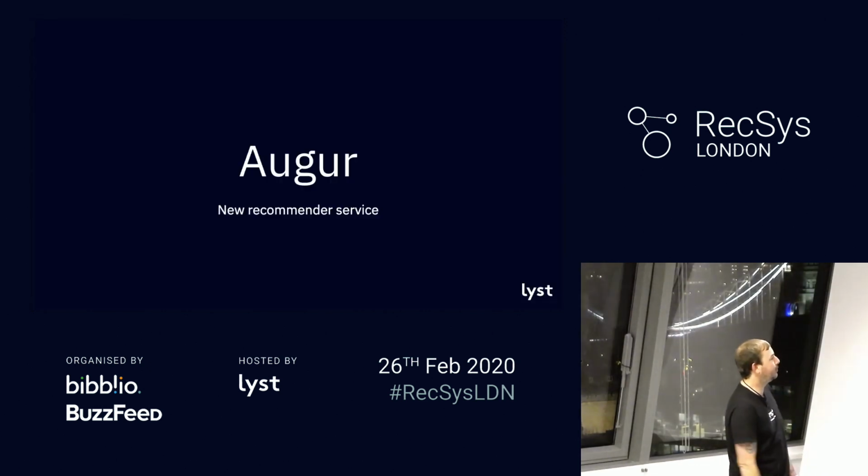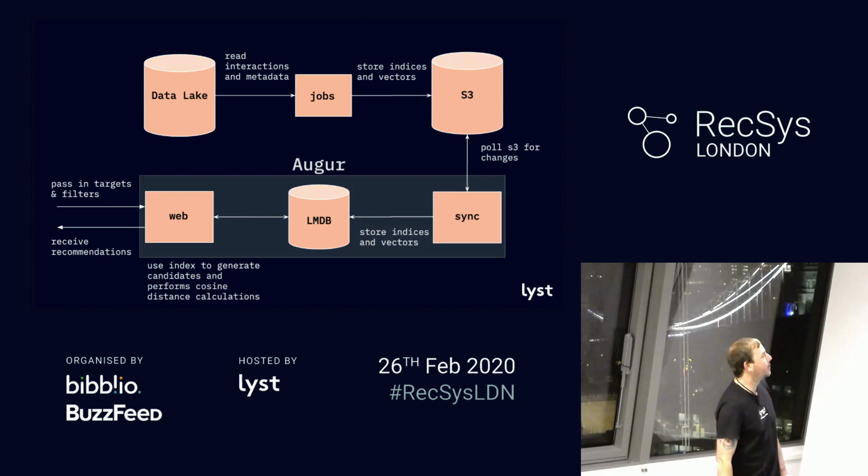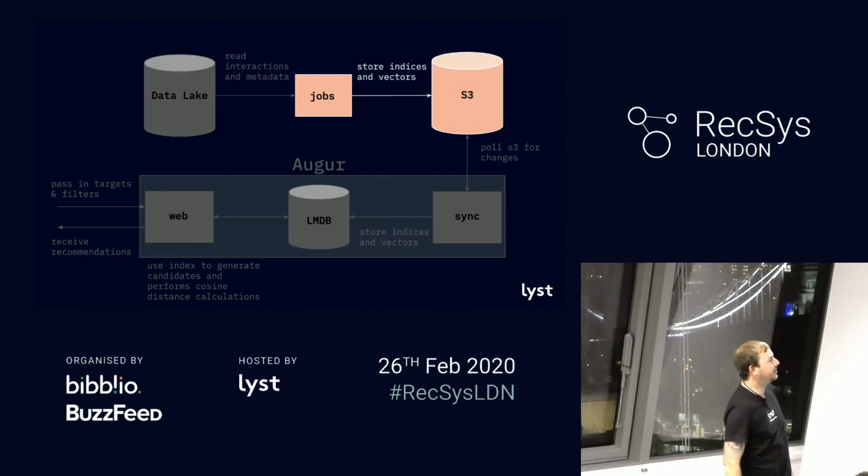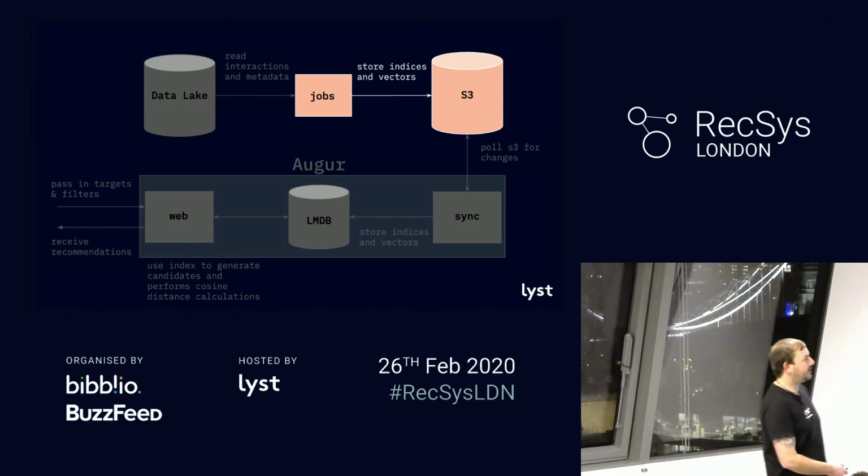We can do better. We have a service called Augur. It's very similar, you can see, to the last one, except there's a couple more boxes. Same start, jobs wake up, read in action. They store the indices and vectors, instead of in Postgres, they just dump them into S3. Lots and lots of files in S3. But Amazon built S3 and it's good at files.